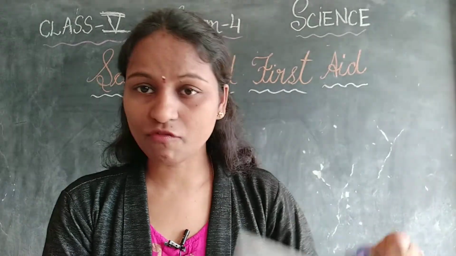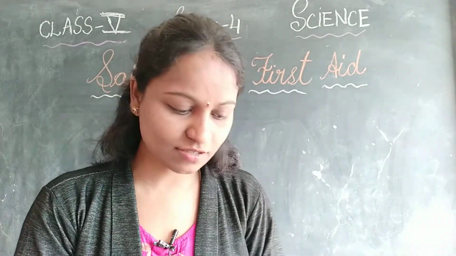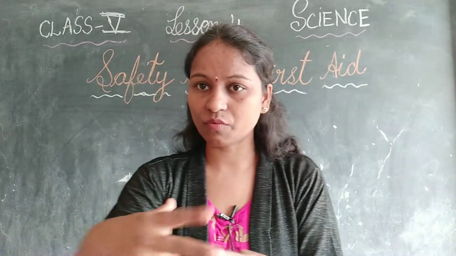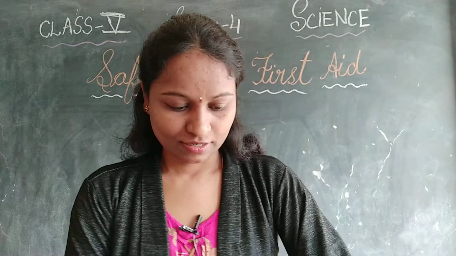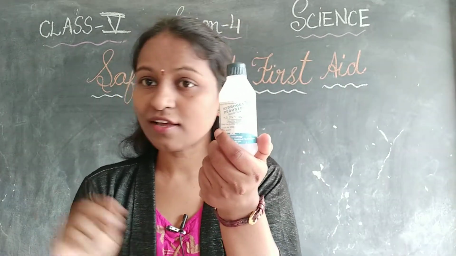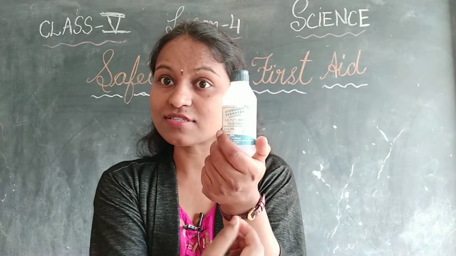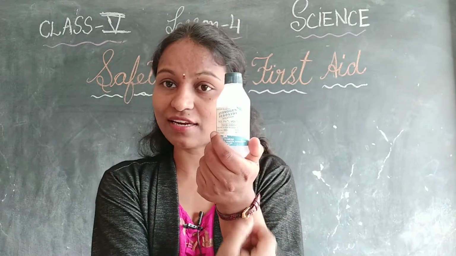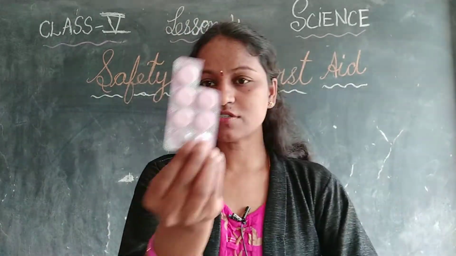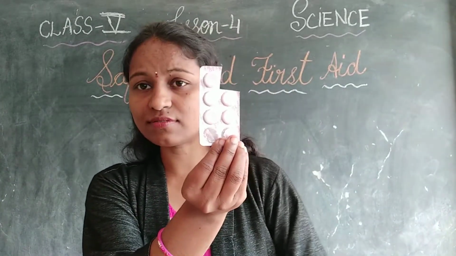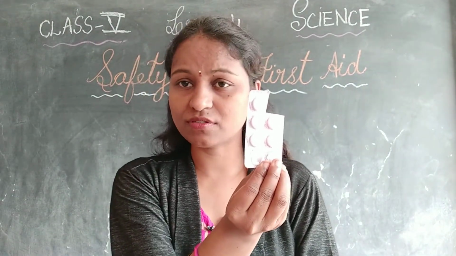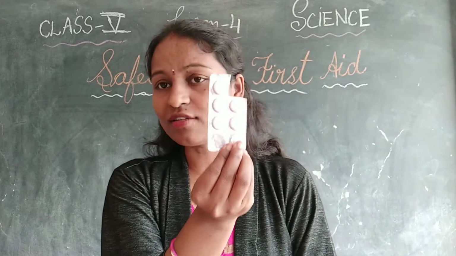Next one, obviously you know, scissors. Whenever you have to cut the cotton or bandage. This is the hydrogen peroxide. This is also used to clean burns as well as to clean wounds. Okay, children. Next one, obviously you know, digestive tablets. Sometimes when your stomach is paining, you can consume this.